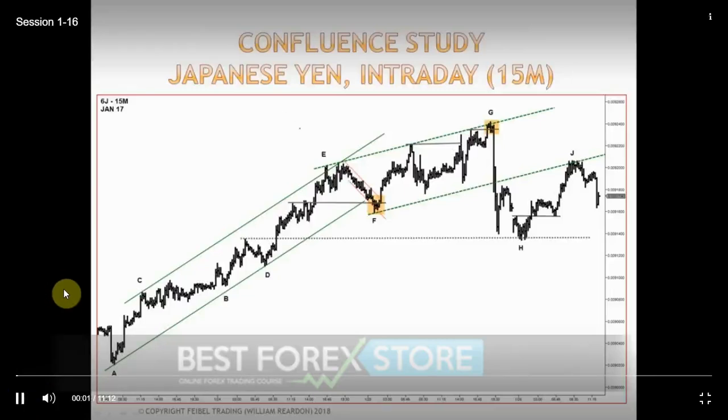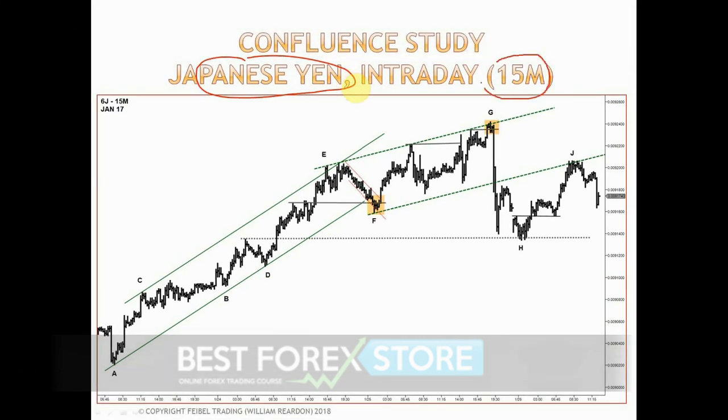Another confluence study. It's the Japanese yen on a 15-minute time frame. Okay, so first of all, with our trend channel, it would be drawn A to B. But when we trade through it, we make it a very large violation.